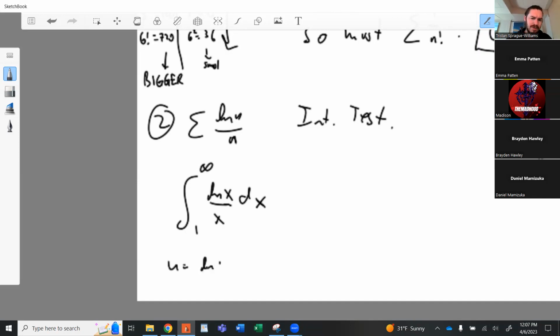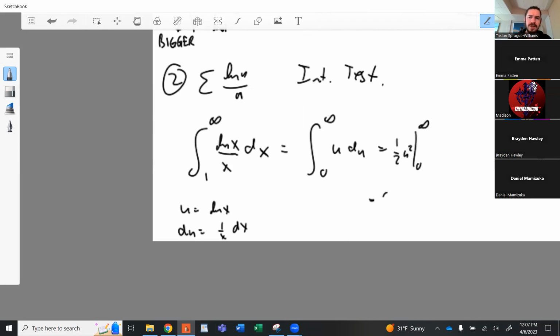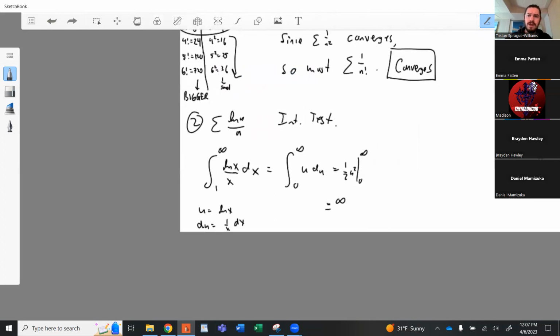U equals natural log of x works great here because du is 1 over x dx. So what we have here is the integral from 0 to infinity of u du. And then we have 1/2 u squared from 0 to infinity. And this clearly is infinite. So the answer is that the series diverges.